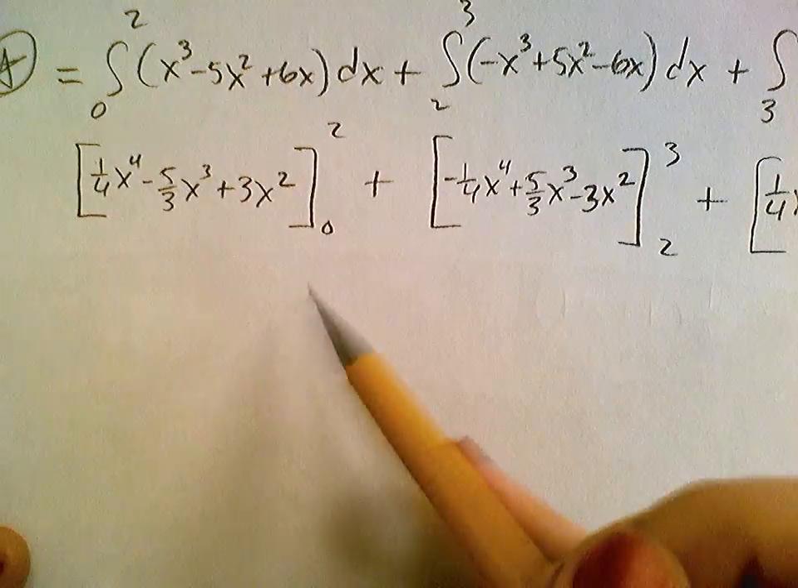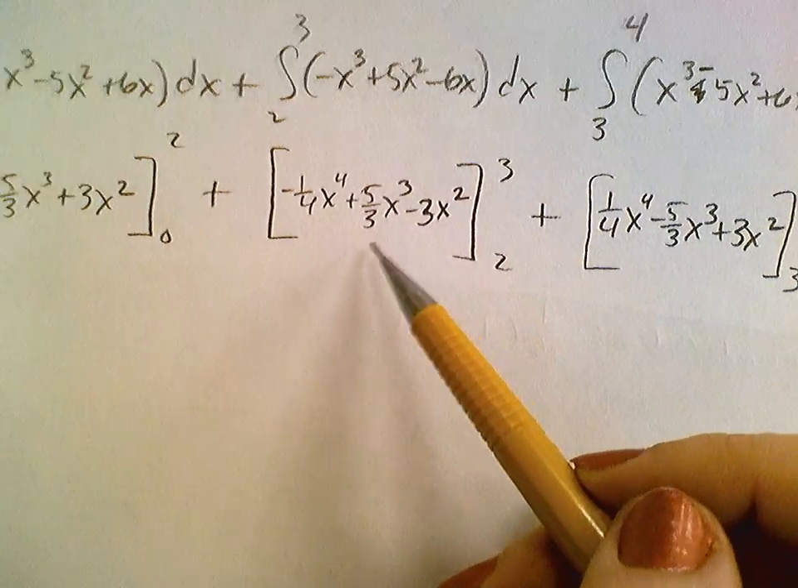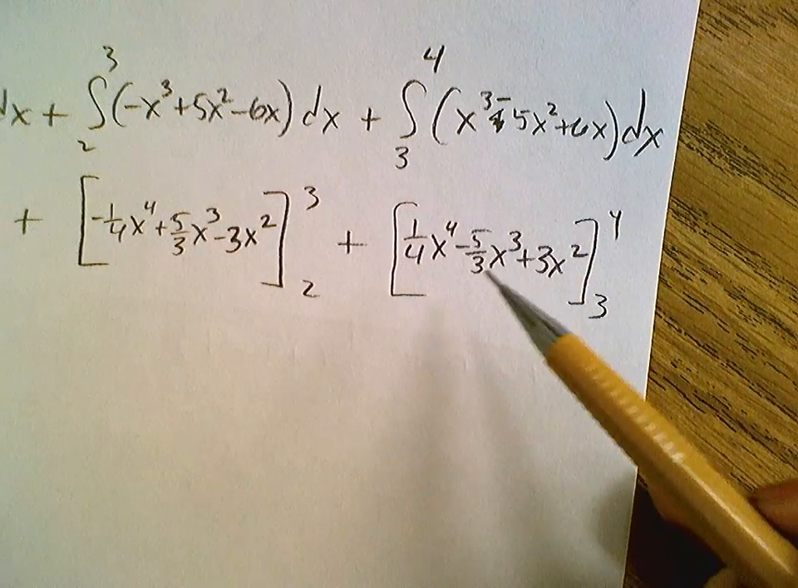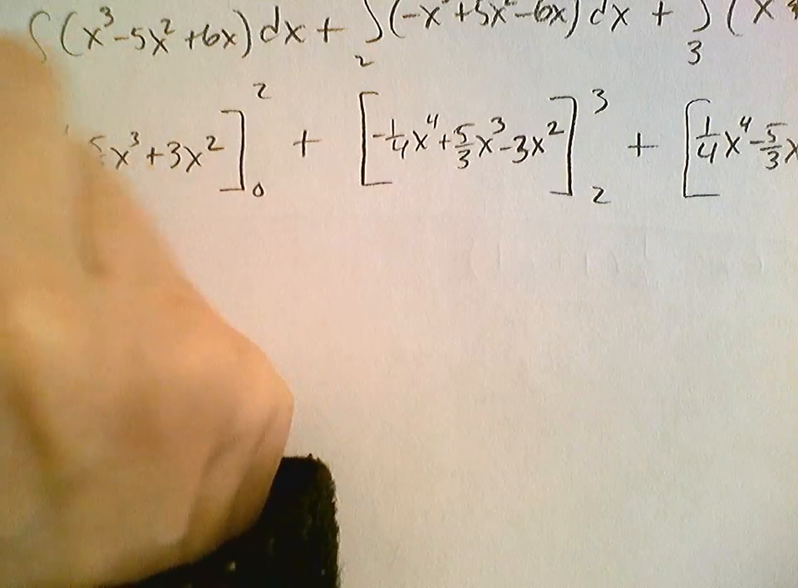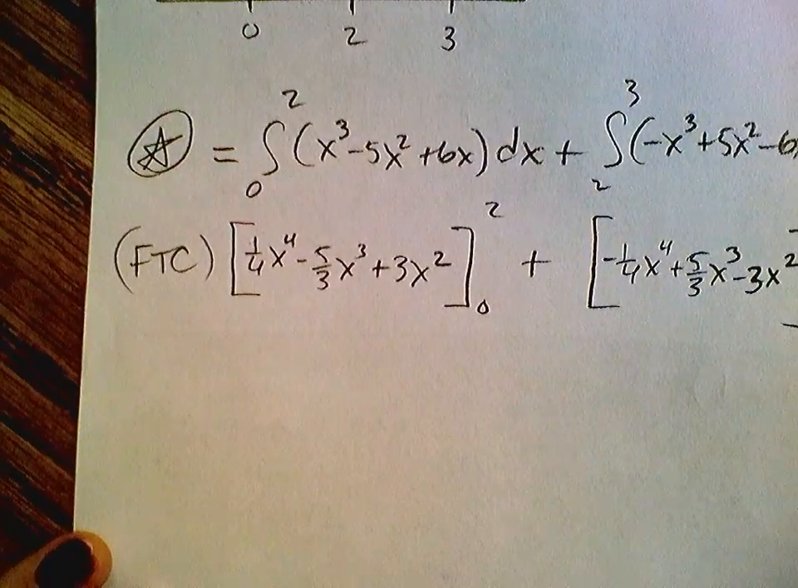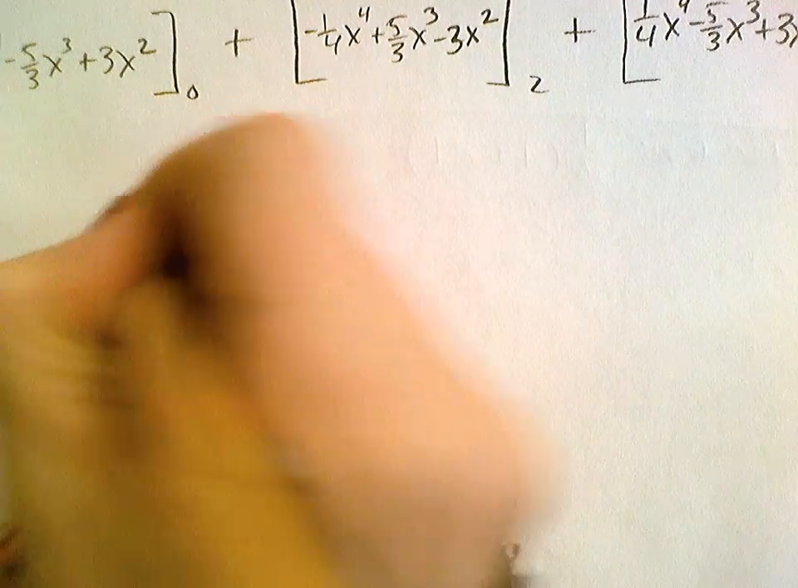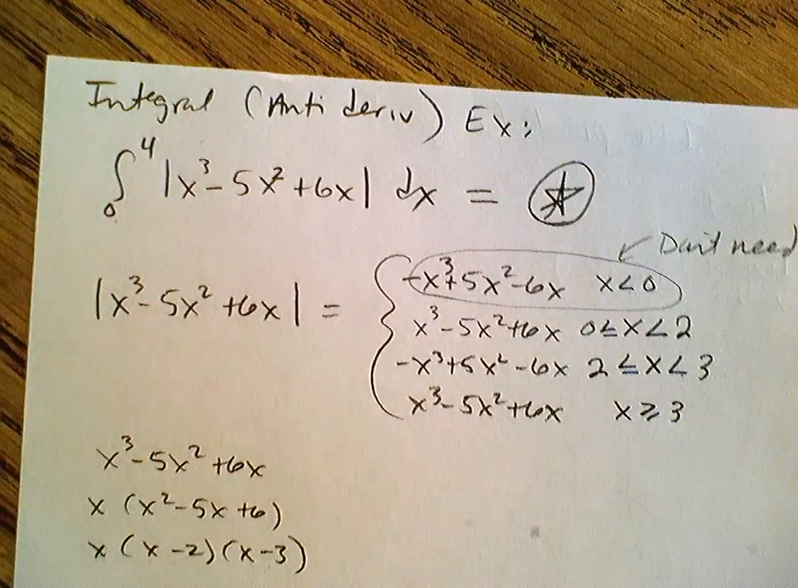So plug in top minus plug in bottom. Plug in top minus plug in bottom. Plug in top minus plug in bottom. And then, of course, you're adding it all together. So we'll just say here, that's the FTC, the fundamental theorem of calculus, and then 37/6. But again, you would not have to do any of this if it were a calculator section. You could just use Math 9. Okay, so there's that.